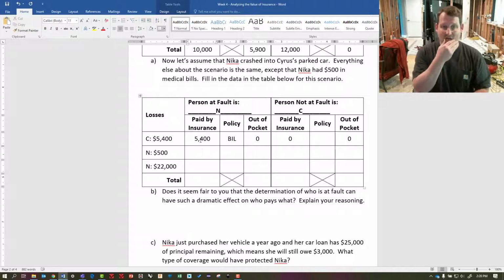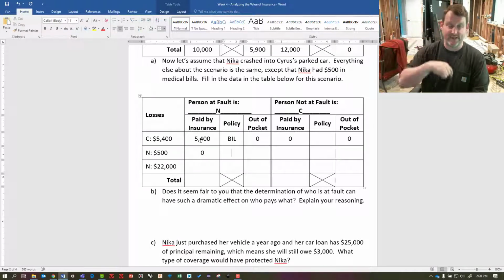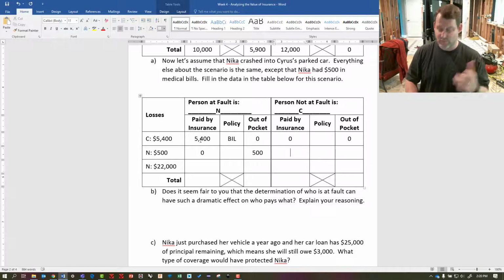Now, Nika was at fault here. And this $500 in medical bills is going to not be covered. So she has no PIP, which is what protects you in case you cause an accident. So her out-of-pocket is $500 for this. Cyrus wasn't at fault, so he's not held accountable for her injuries.